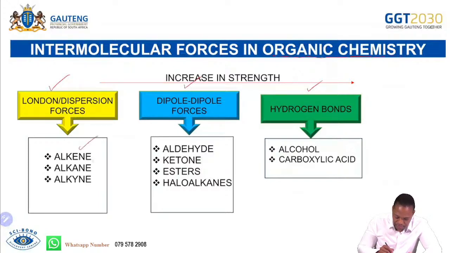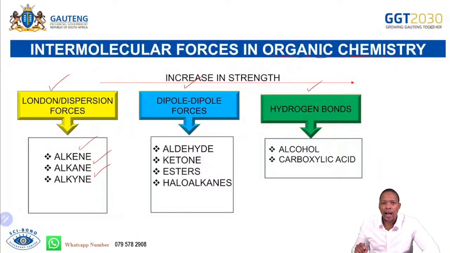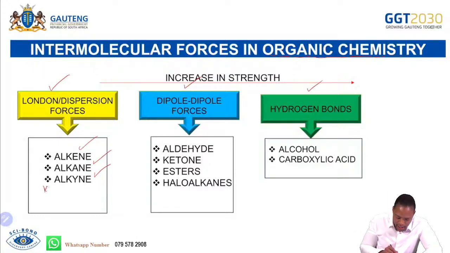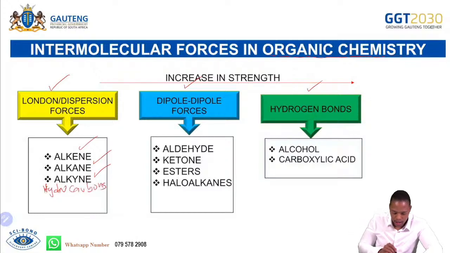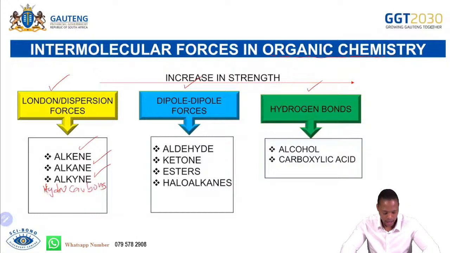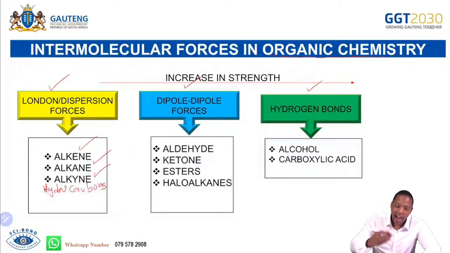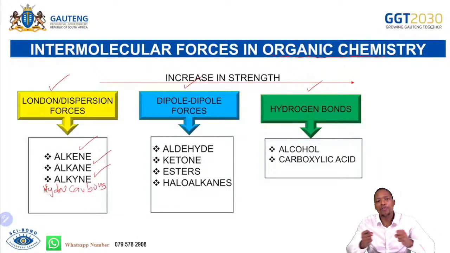It's the alkenes and the alkynes. Basically, we can say the hydrocarbons. If you remember hydrocarbons from the previous weeks, these are the compounds that contain only hydrogen and carbon atoms. They are hydrocarbons. So the hydrocarbons all will have London forces between them. The forces that will be holding the molecules of all these hydrocarbons are called London forces.